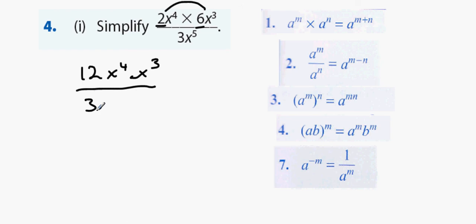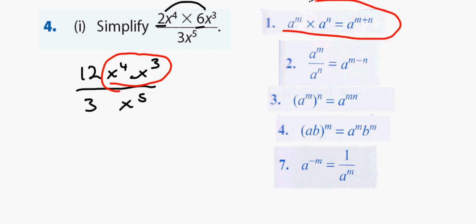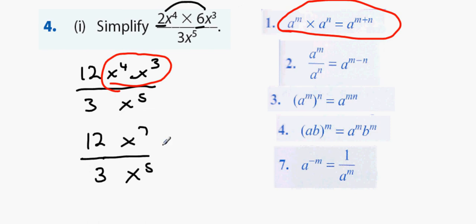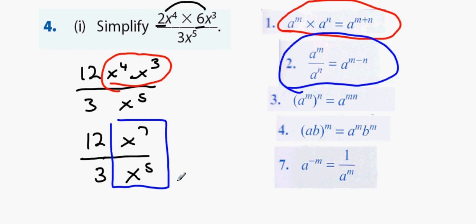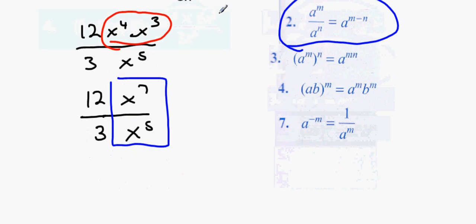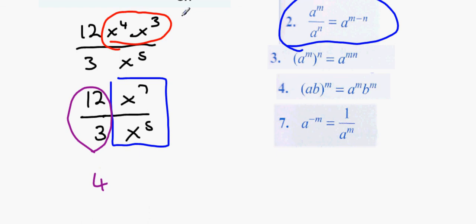Okay, now this part here is very much like this rule here. So we're going to get 12x^7, then divided by 3x^5. This part here is basically this part here. So 12 divided by 3 is going to be 4. And then we're going to get x^(7 minus 5), and that will give us 4x squared.